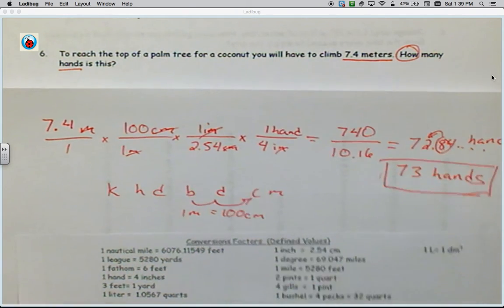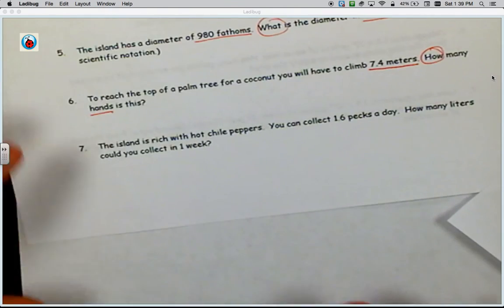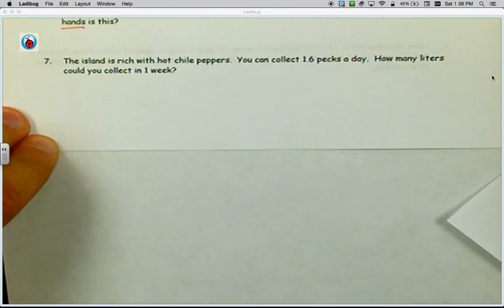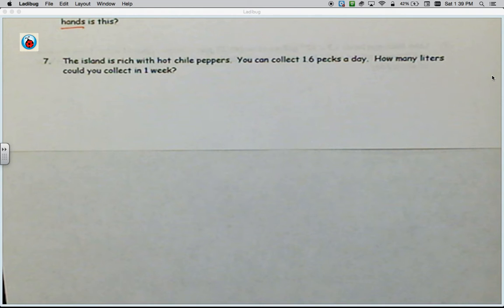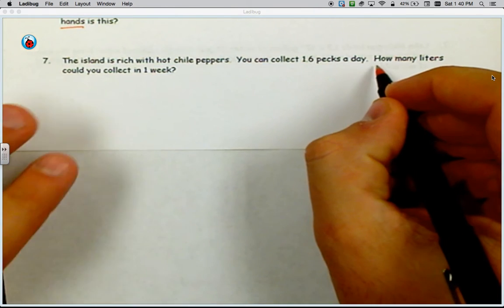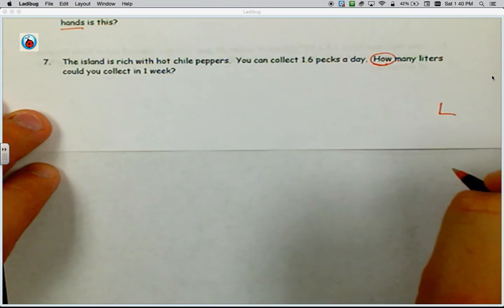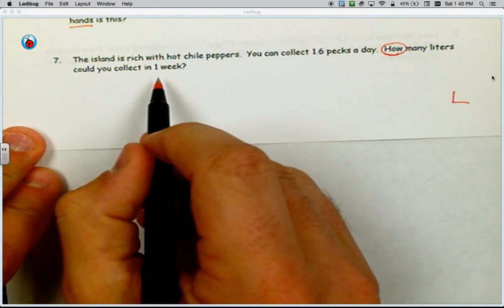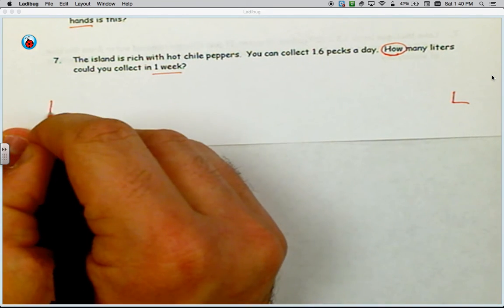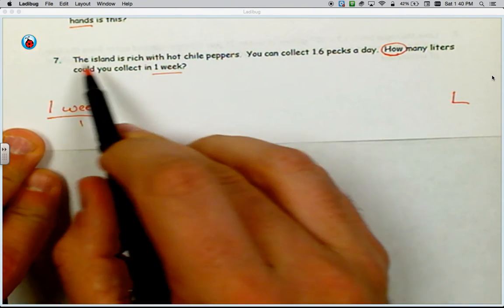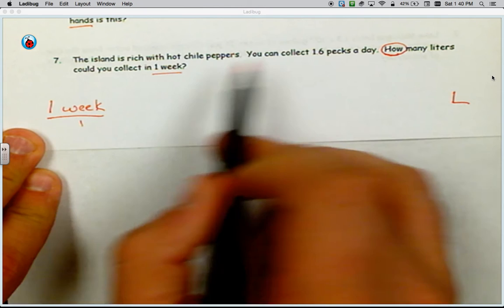Cool. And we've got one left. Our deserted island not only has coconuts, but it also has hot chili peppers. And we want to know how many liters we can collect in 1 week. Now this one's a little bit different. This first part was all informational. How many liters in 1 week? There's the question.